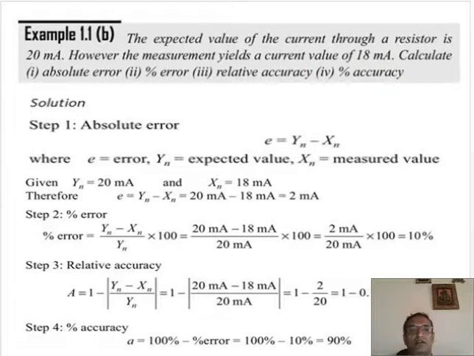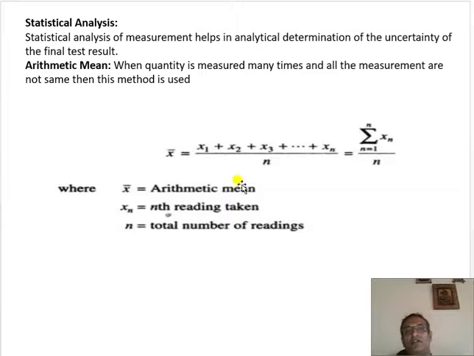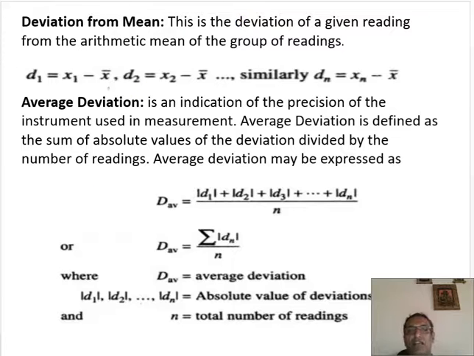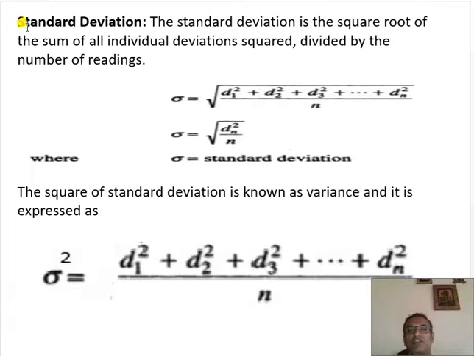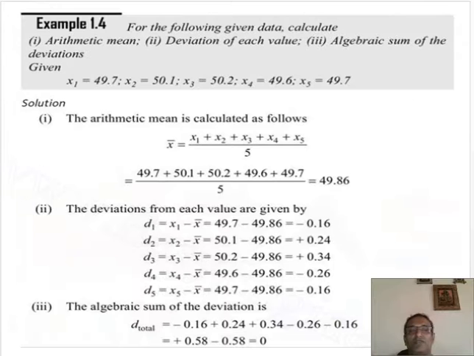Next, we are going to solve statistical analysis problems. We will calculate the arithmetic mean as well as the deviation from the mean and the average deviation. Similarly, we have to find the standard deviation and the variance of the particular method. We are going to solve some statistical analysis problems on this. So the first one: for the following given data, calculate the arithmetic mean, the deviation from each value, and the algebraic sum of the deviations. These are the values we have to find.